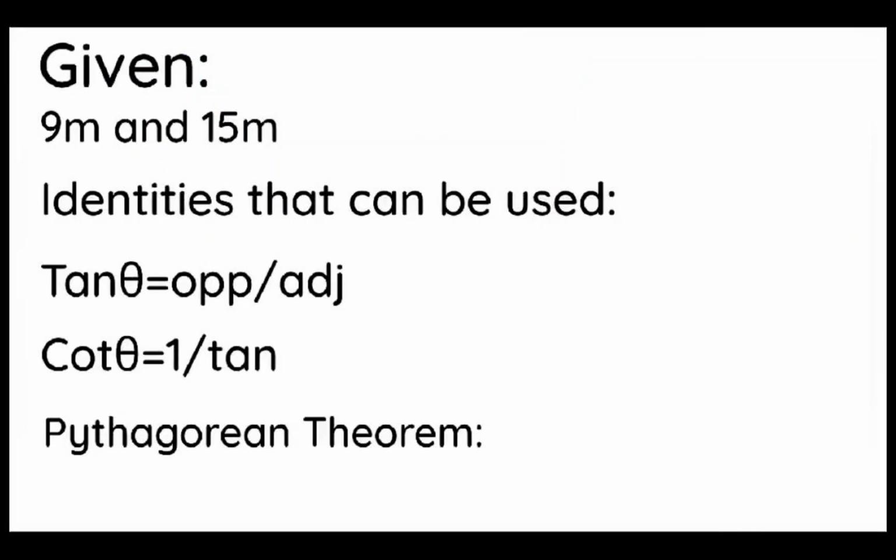First things first, you have to know what the identities in trigonometry are, such as the double angle identities, the cofunction identities, the Pythagorean identities, and so on. We are given 9 meters and 15 meters. That is helpful information. These are the identities that can be used throughout the problem: tangent theta equals opposite over adjacent, cotangent theta equals 1 over tangent, and the Pythagorean theorem. But that is not a Pythagorean identity.